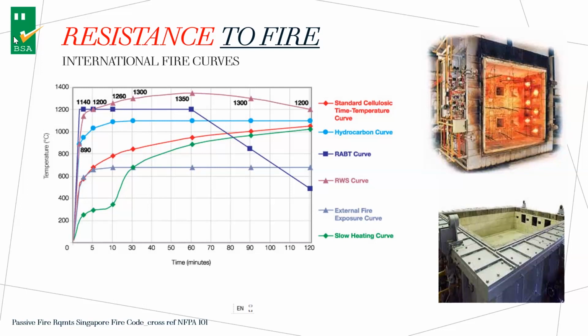In front of the furnace will be the wall that you want to test. If it is a wall, you test it vertical. If it is a ceiling, you test it horizontal. So it's a full-scale fire test.